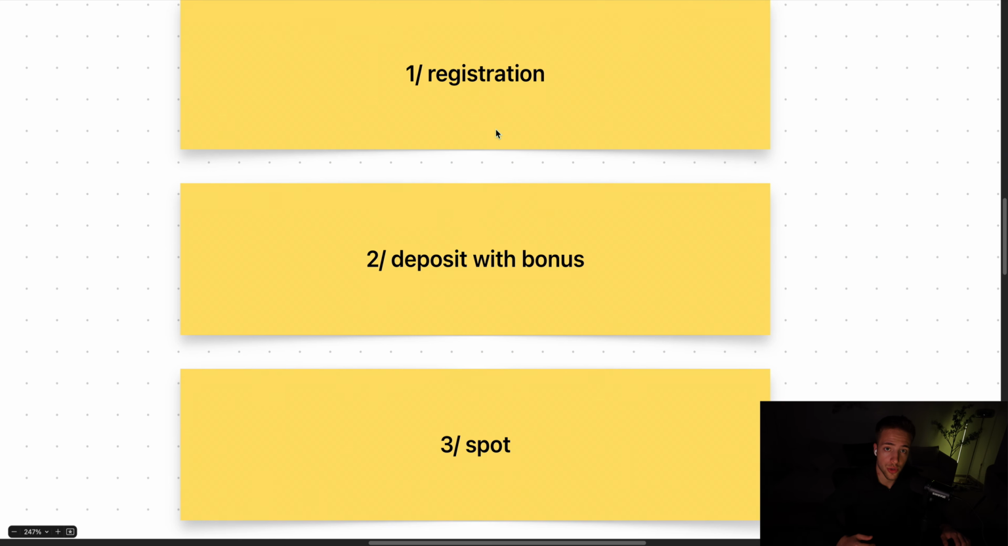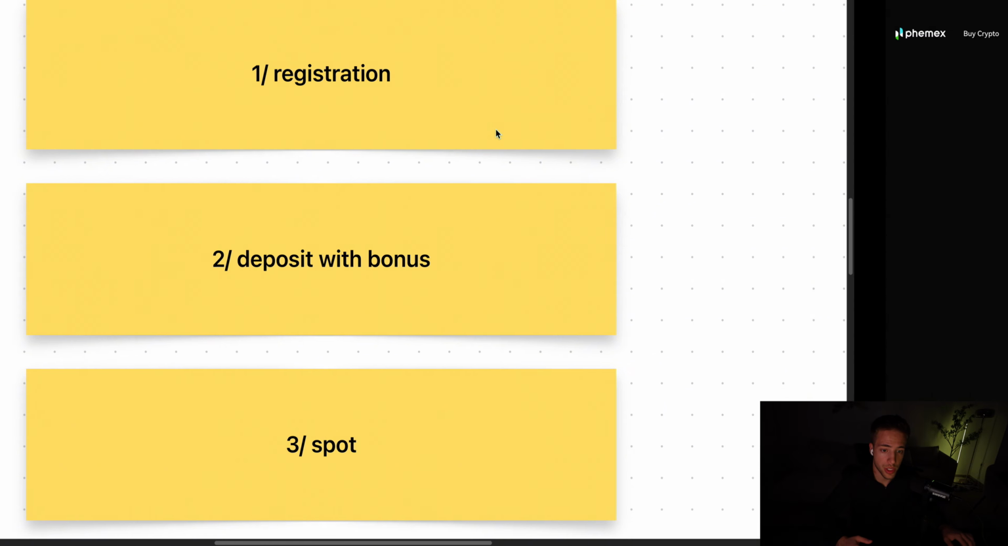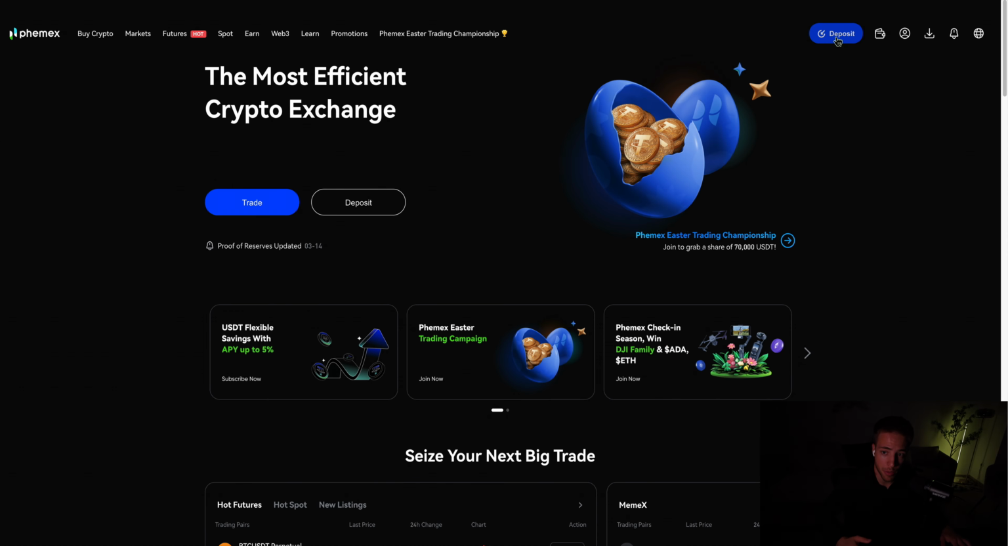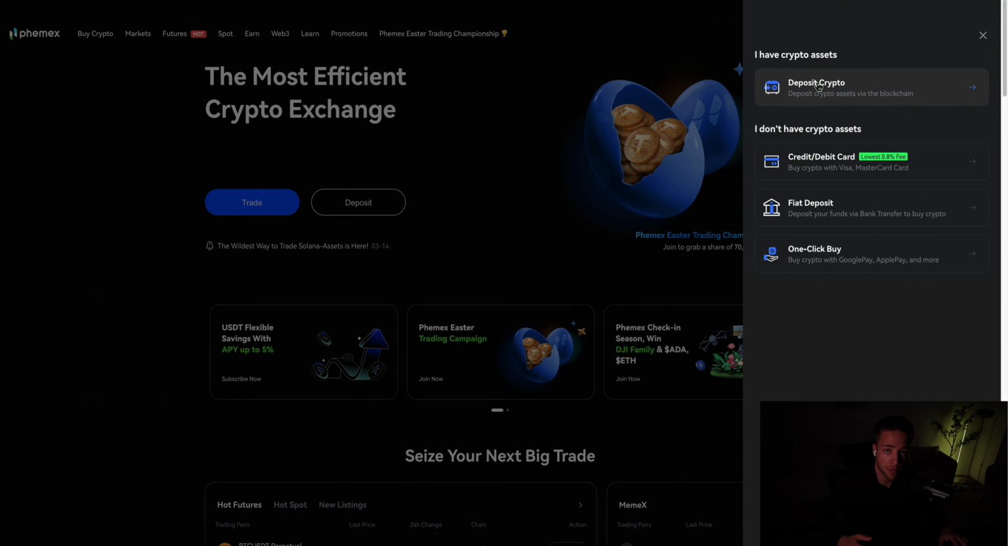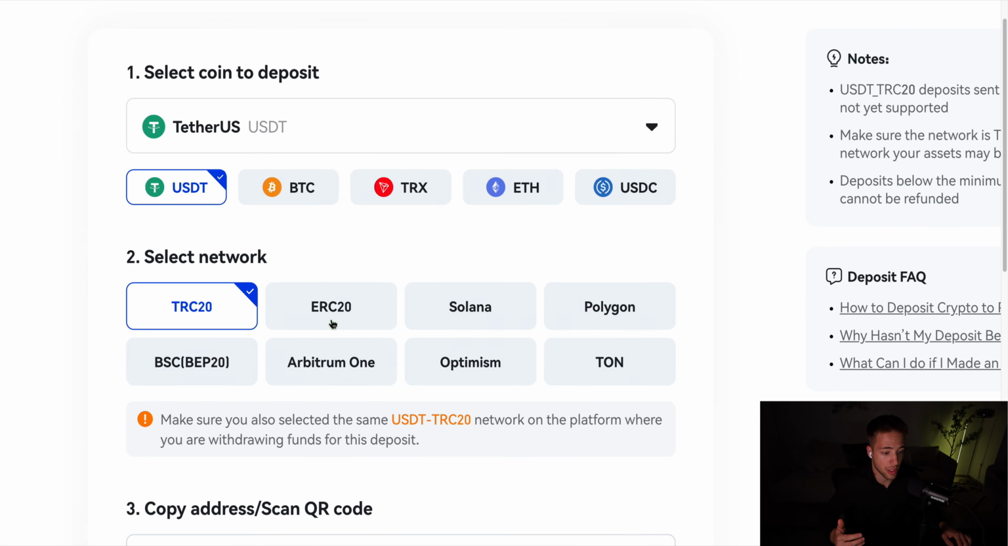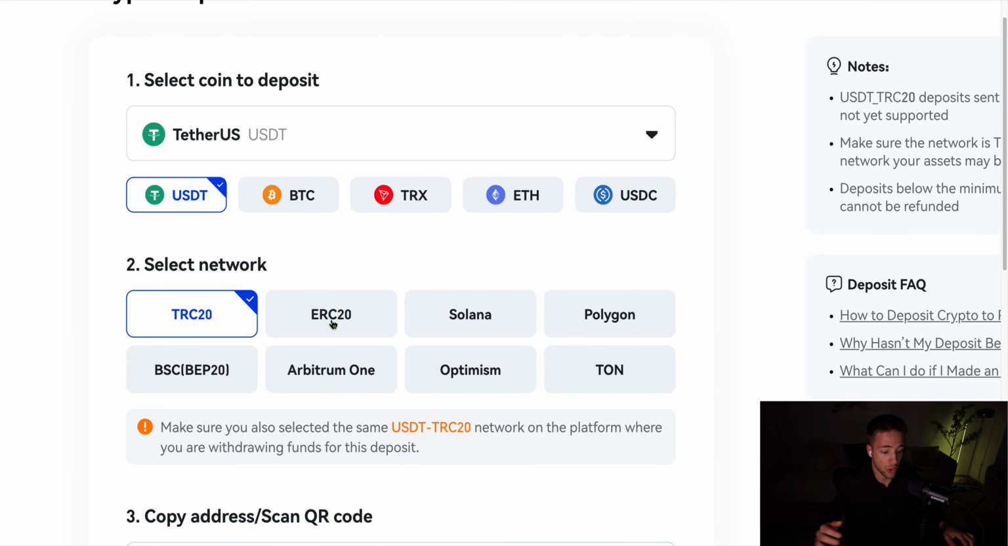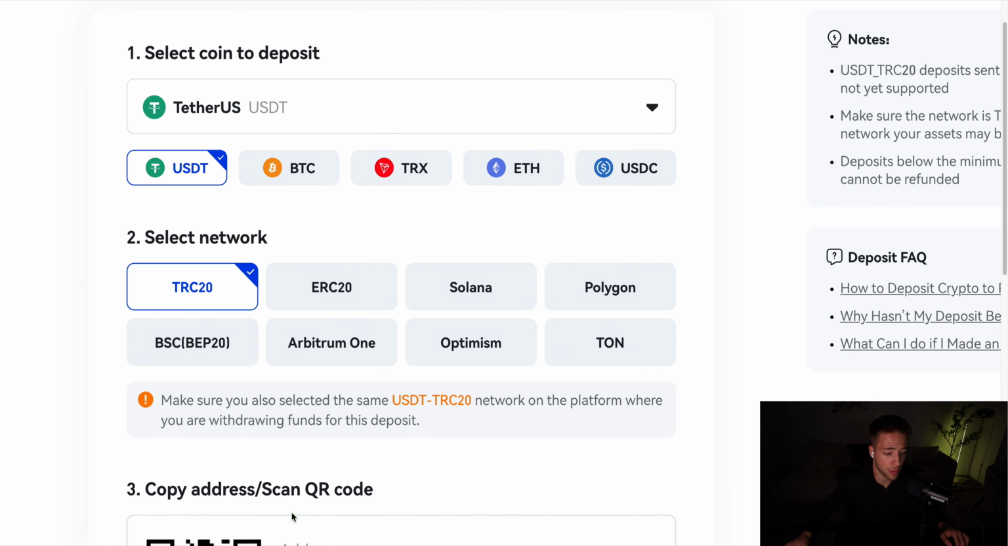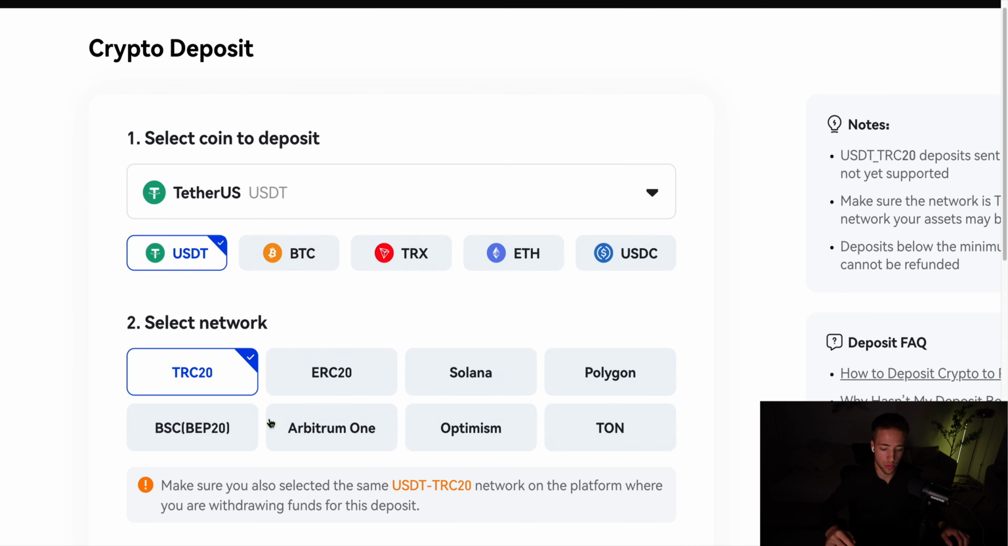So the step number 2, as you can see, is deposit with bonus. And if we get to the main website and click deposit, you can see different deposit methods. And as you can see, you have crypto deposit, which is the most simple one. So you simply click here, that will generate you your wallet address down here. I don't want to show you because you will have your address here for deposits, and simply you need to send crypto to the address that will appear on your screen.